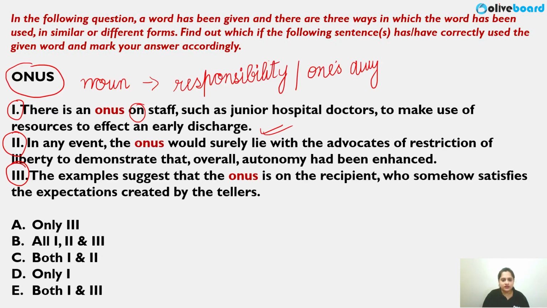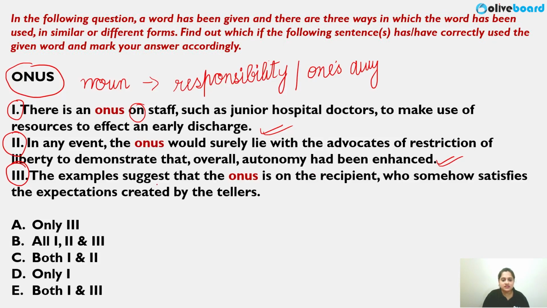In any event, the onus would surely lie with the advocates of restriction of liberty. Now, the onus would surely lie means the responsibility will lie with the advocates. It will be their duty. It will be their responsibility. So here also the word is correctly used.